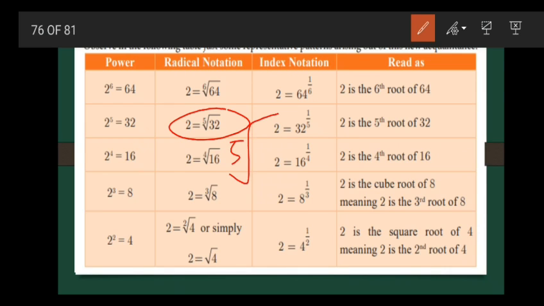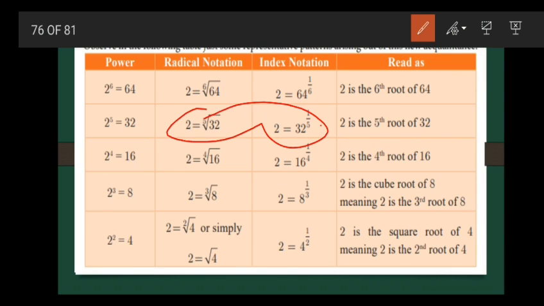Here 32 is the radicand, 5 is the index of the radical, and this symbol is called the radical. So this is the radical notation. We can represent the same thing in index notation like this: 32 to the power 1 by 5, and it is read as 2 is the 5th root of 32. Now see the third one.